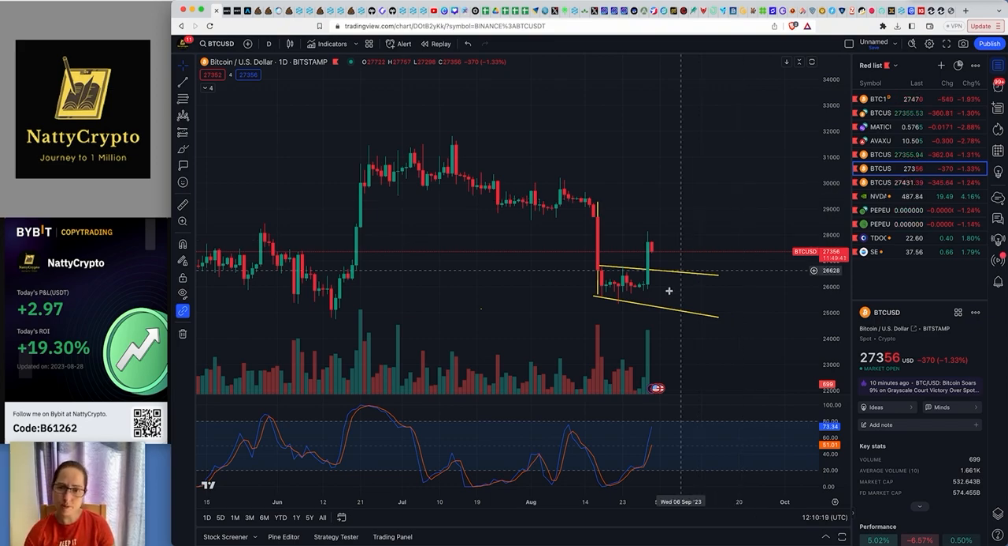It moved in the opposite direction to where it should have really gone. Because here's your bear flag. We should have gone down there, really, if you think about it. But it didn't, because of the news.